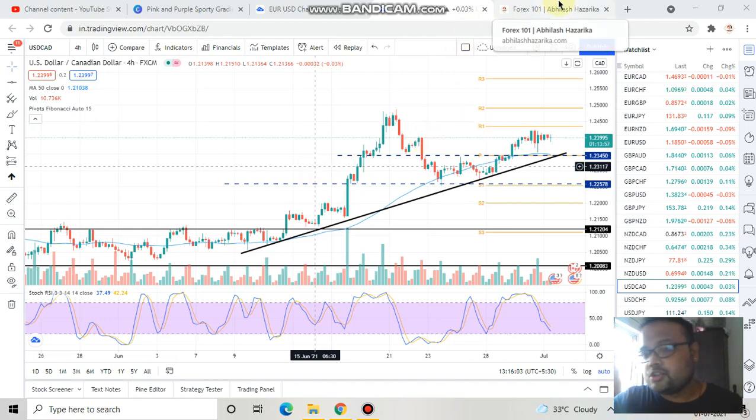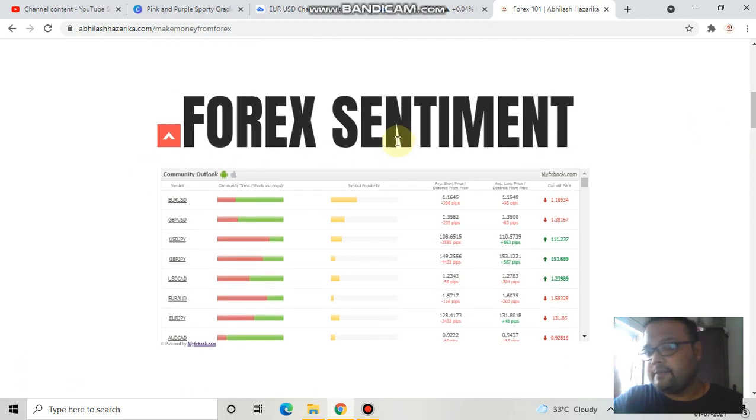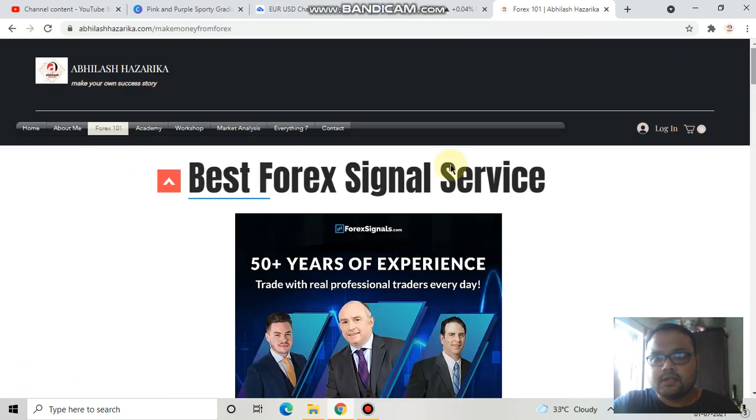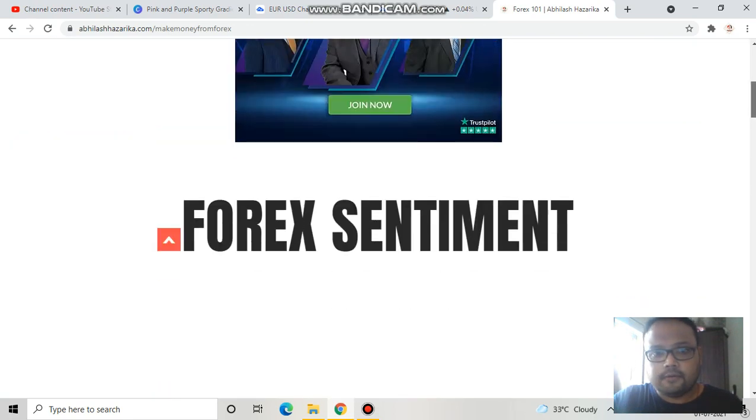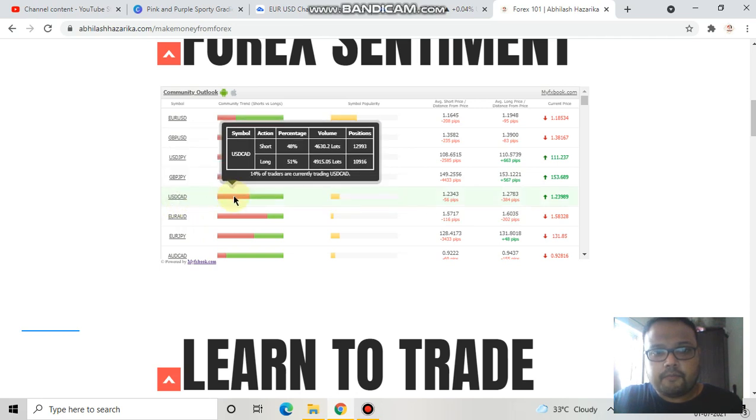Okay. I would like to show you one thing here. I would like to show you the Forex sentiment meter. If you want to see the Forex sentiment meter yourself, then just go to my website avilashajarika.com and you will find the Forex sentiment meter under the Forex 101 section. You can see that 48% traders have taken short position and 51% traders have taken long position.